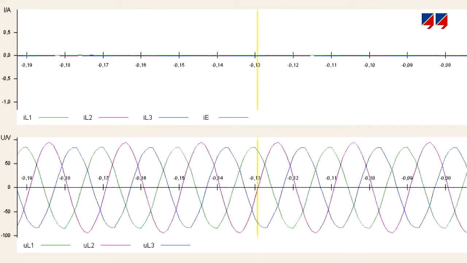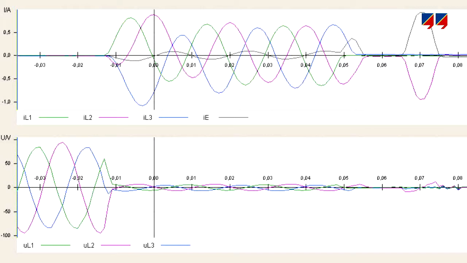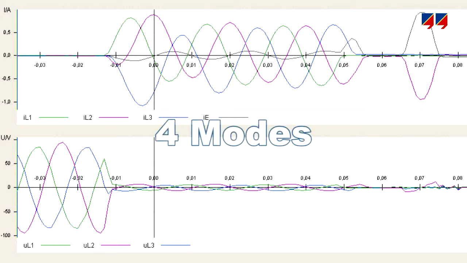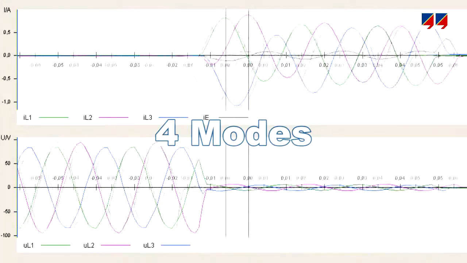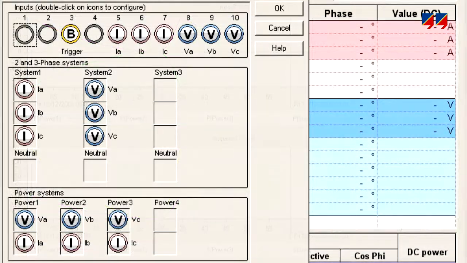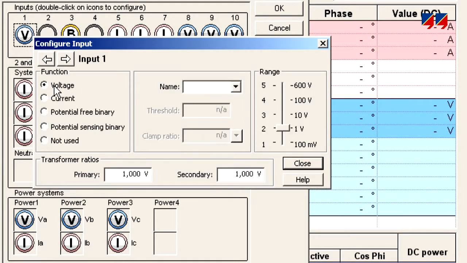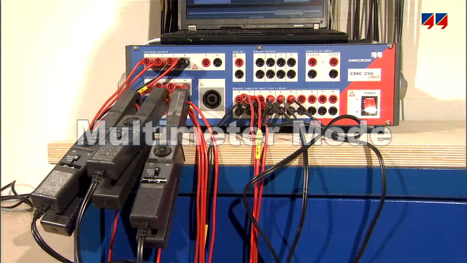EnerLyzer is a software option which enables analog measurement functions. It offers four modes of operation: multimeter, harmonic analysis, transient recording, and trend recording. It allows each of the 10 measurement inputs of the CMC to be reconfigured for measuring voltages of up to 600 volts, or via shunts or current clamps, it can also measure currents.